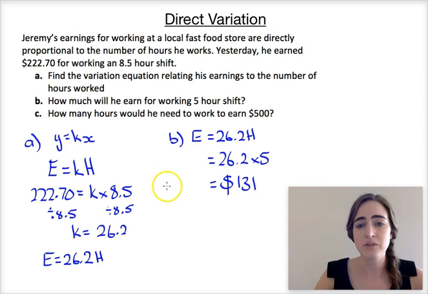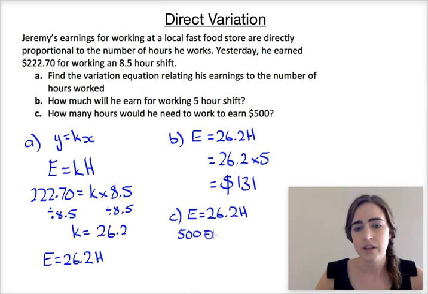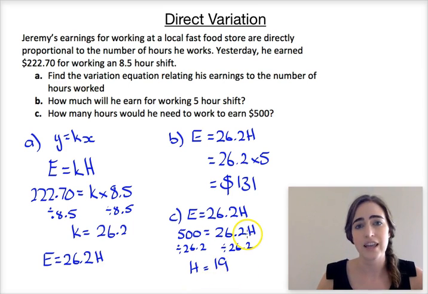Part C says how many hours would he need to work to earn $500? So we're still starting with that same variation equation, but we want to earn $500. So that's going to be our E equals 26.2h. So to get h, we're going to have to divide by 26.2, and of course we have to do it to the other side of the equation as well. And if we round to the nearest whole number, that will come out to give us 19. So we'd have to work 19 hours to earn $500. So that's one example of a direct variation problem.